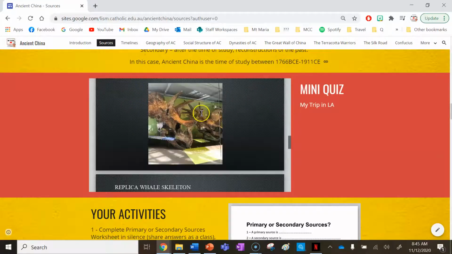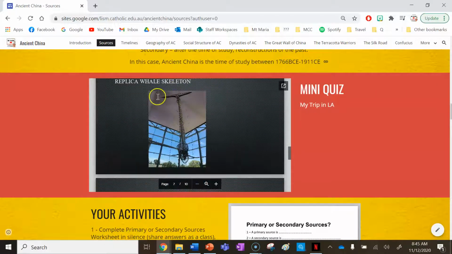Triceratops skulls from 65 million BCE. So these are behind a glass case, and that means they are primary sources. They are from the past, they're from 65 million years ago, so these are indeed primary sources.